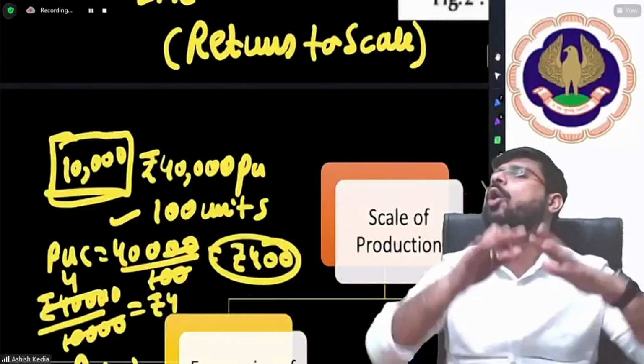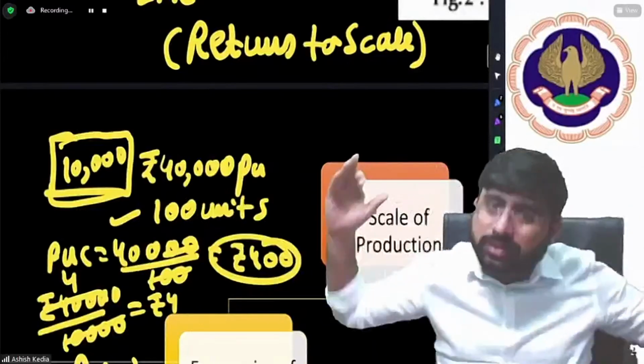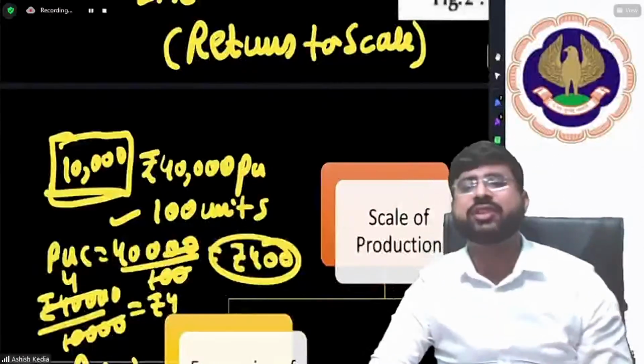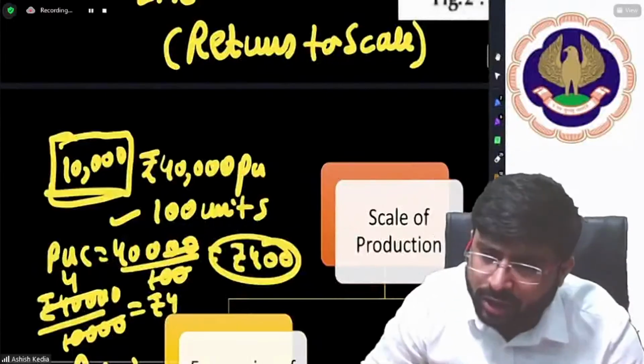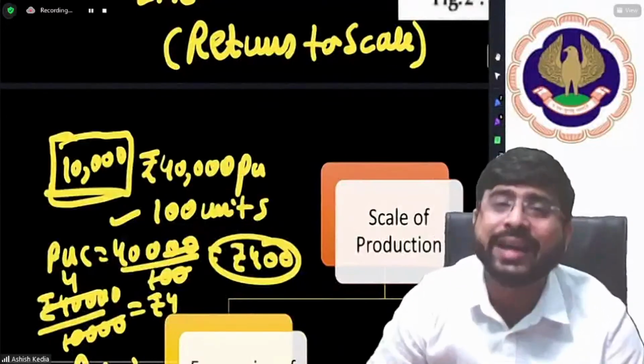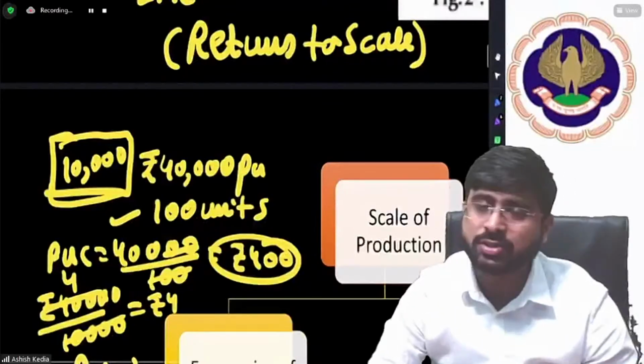That is, when you operate on a big scale, when you produce large quantities, there are certain benefits that arise, like fall in cost per unit. The fall in cost of production per unit is called economies of scale. This advantage is called economies of scale.